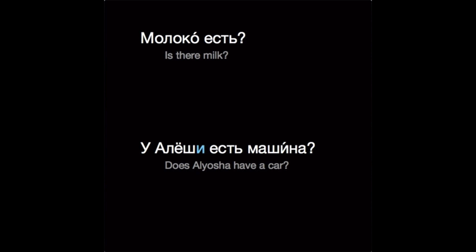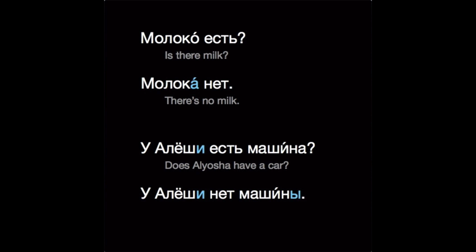The opposite of есть is нет, exactly the same word you know as meaning no. But we'll also use нет to say that something or someone doesn't exist or is absent. Молока нет. У Алёши нет машины. Нет can also mean that something or someone isn't present.